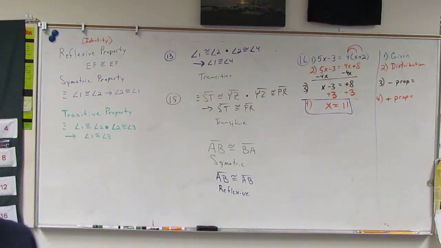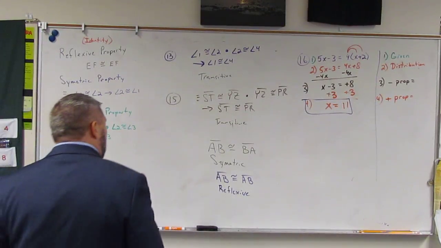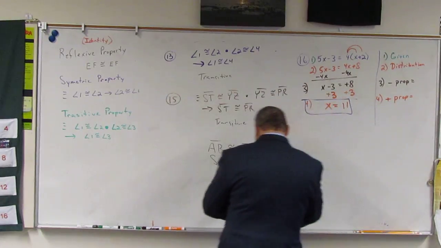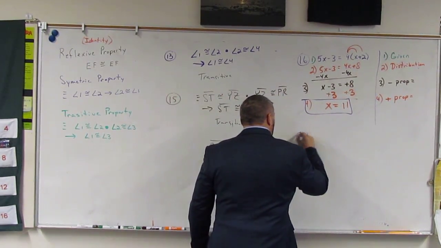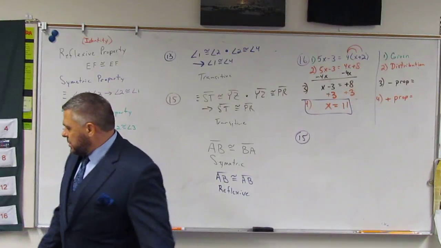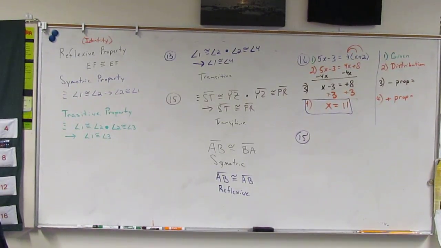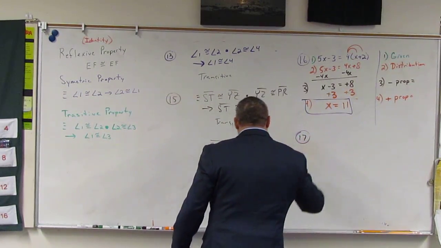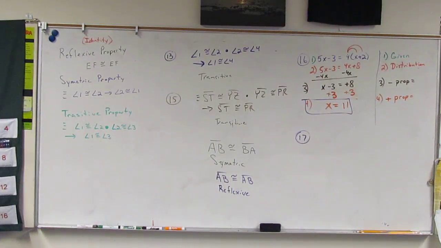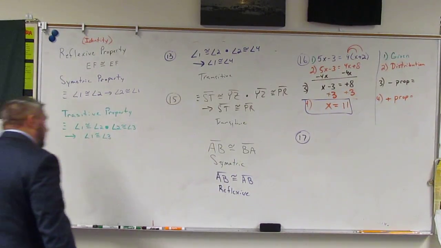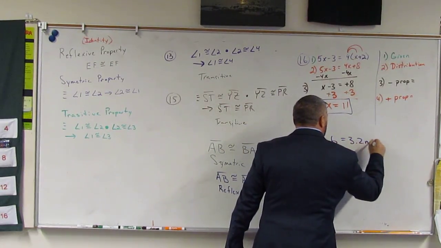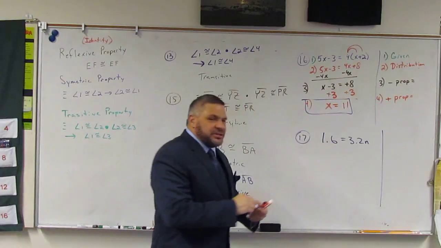Let's do number 15 really quick. I want to show you how easy this is. Mateus, you're going to help me now that you've been paying such close attention. Sorry, 17. I already did 15. My bad. 17. 1.6 equals 3.2n. All right, what's the first step, Mateus?